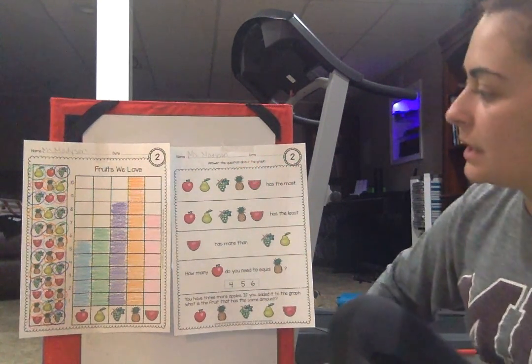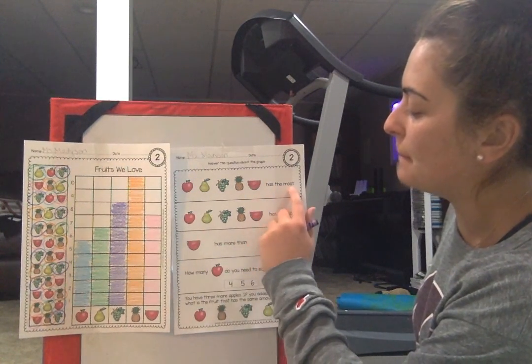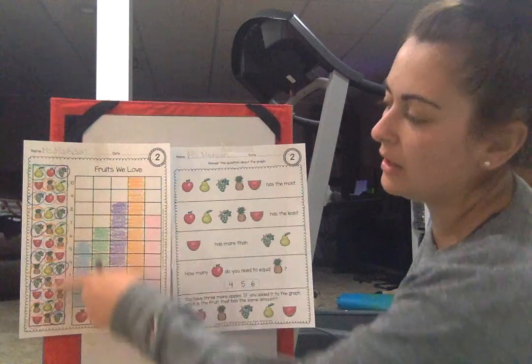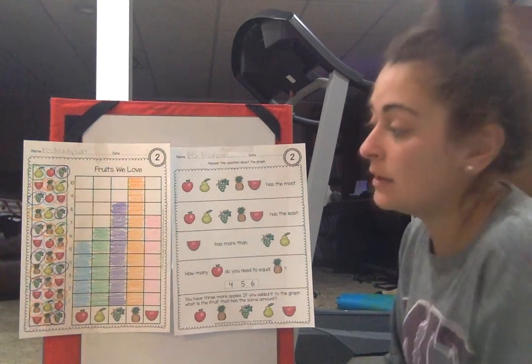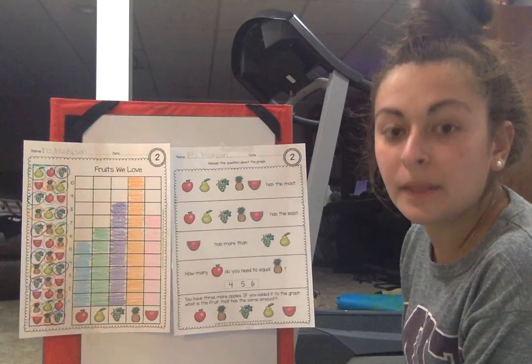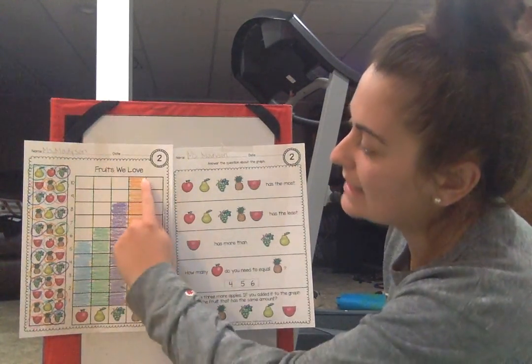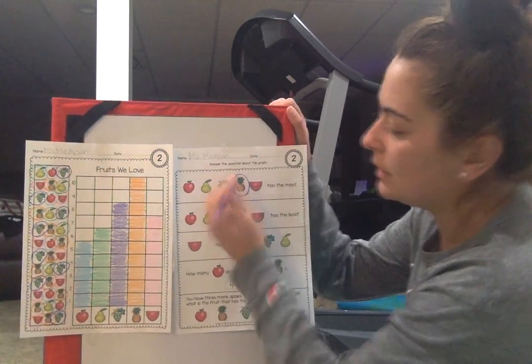Okay, so we're gonna see. So which fruit has the most? So which fruit over here, which one did we see had the most? Which has the tallest line? Which one? Good, it's the pineapple. Pineapple has 10. They have the most, so let's circle that pineapple.